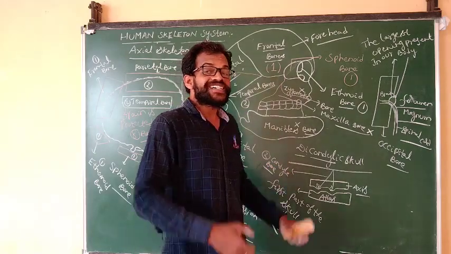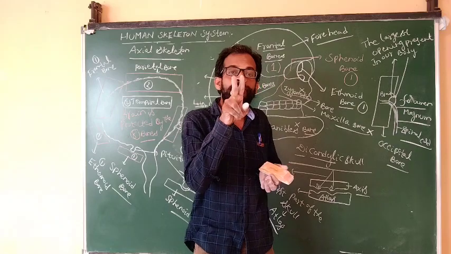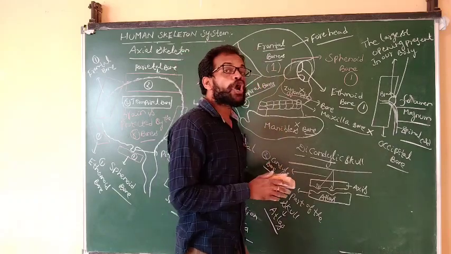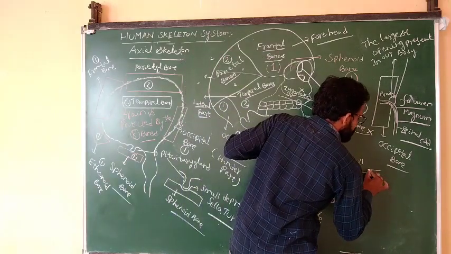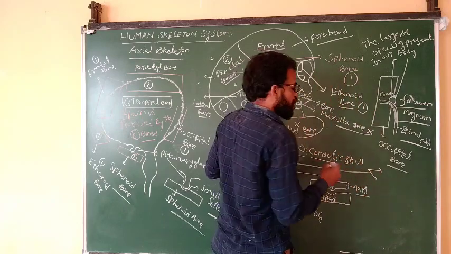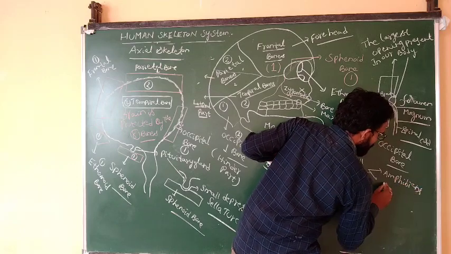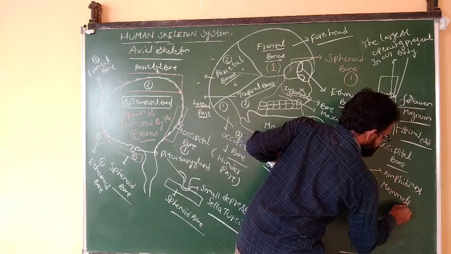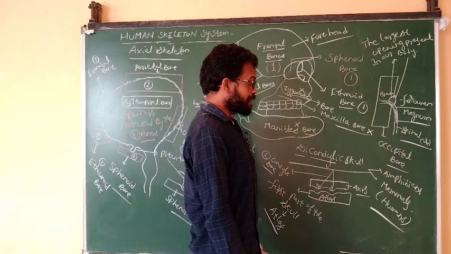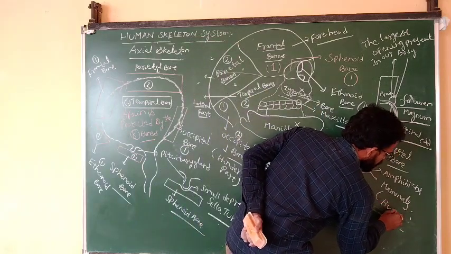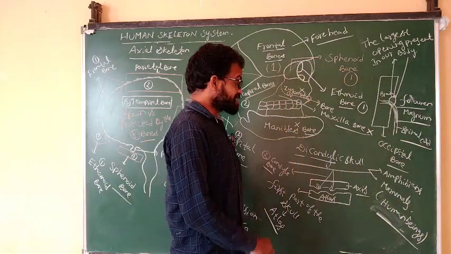The two condyle bones. The skull is attached to the vertebral column with the help of how many bones? Two bones. It is nothing but a dicondylic skull. It is a special character of amphibians and mammals, including human beings. It is a dicondylic skull.